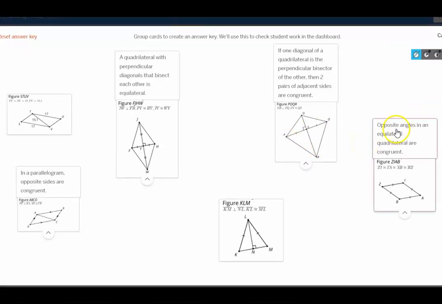It says opposite angles in an equilateral quadrilateral are congruent. So this one, we see how it's a quadrilateral, equilateral quadrilateral, which I know is hard to say, which is just like this one over here, right? So we can see how it's kind of smushed, but these opposite angles are going to be congruent. So I and B will be congruent, and Z and A will be congruent.